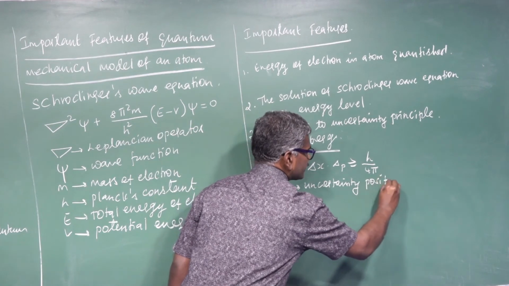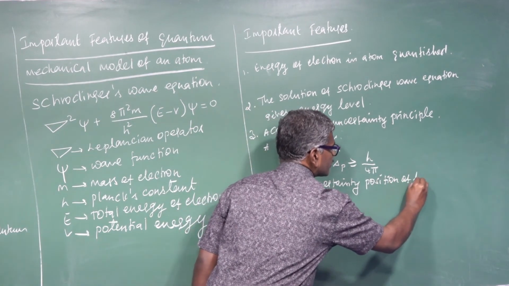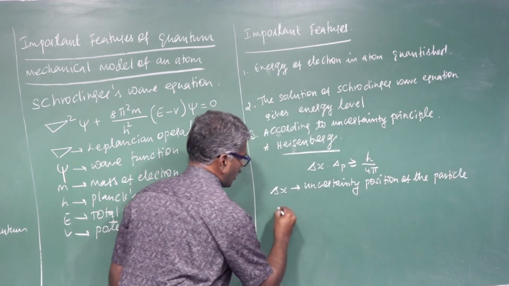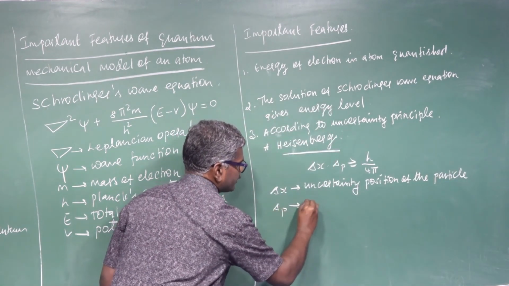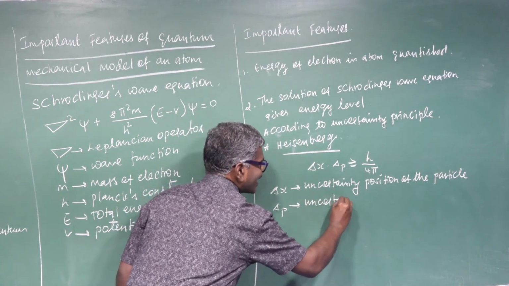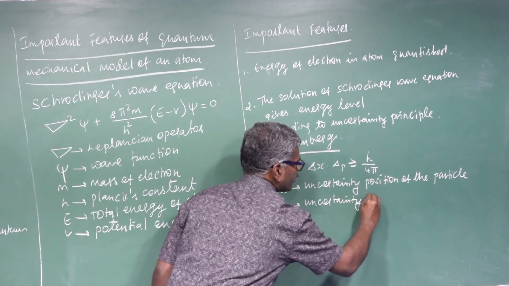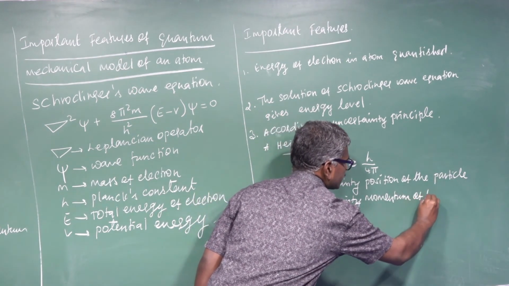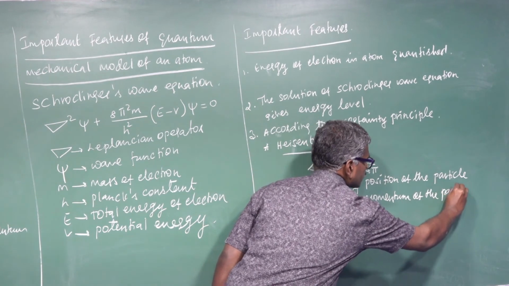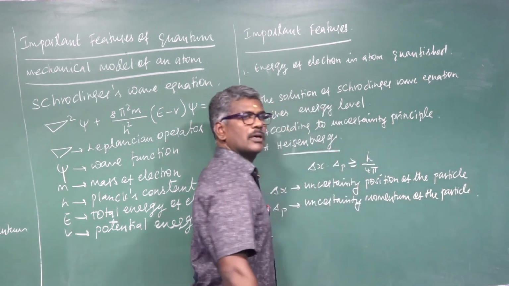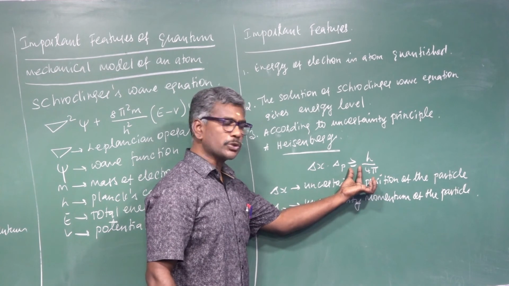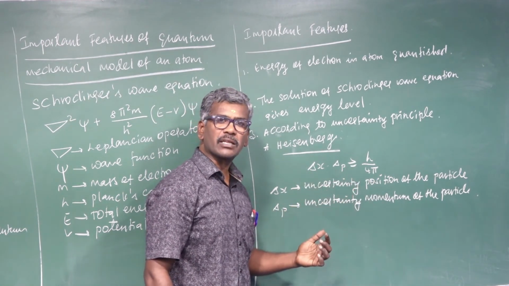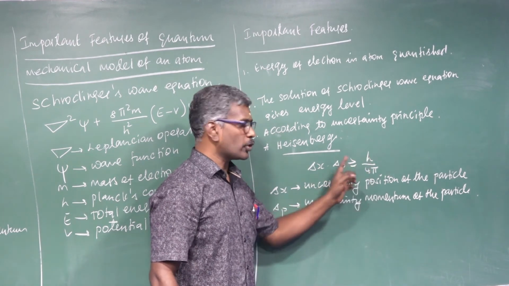uncertainty in the position of the particle, and delta p is the uncertainty in the momentum of the particle. Here the sign greater than or equal to means the product of delta x and delta p is always greater than or equal to h by 4 pi.